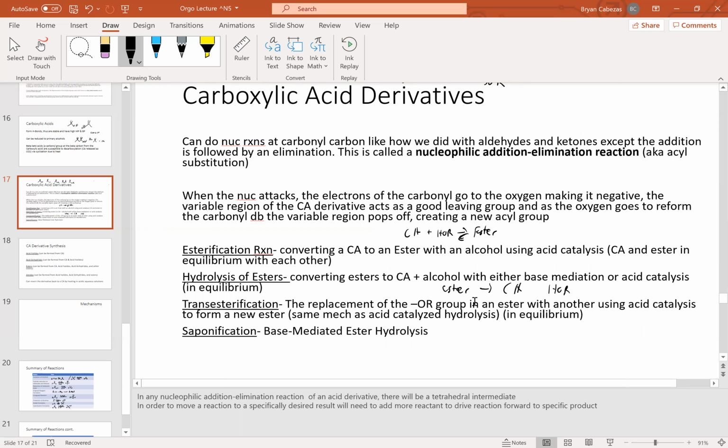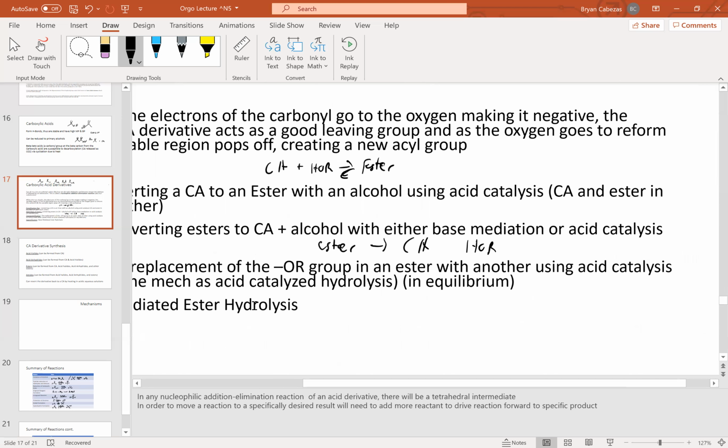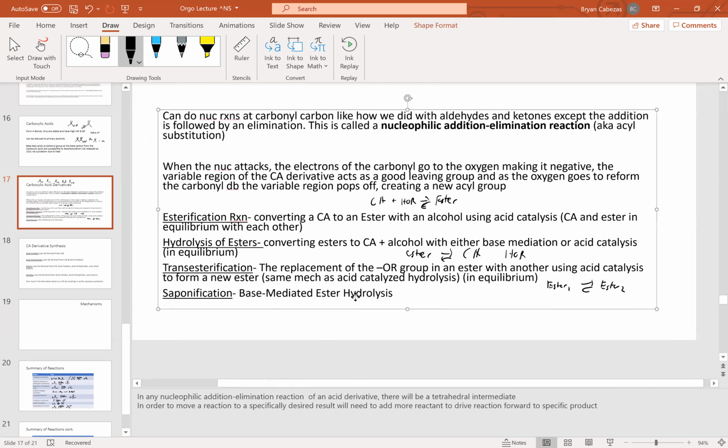Again, these are in equilibrium. And then trans-esterification is just ester 1 going to, sorry, I'm just drawing the arrow over here, going to ester 2, right? There's just the difference between two esters, and they're in equilibrium with each other.